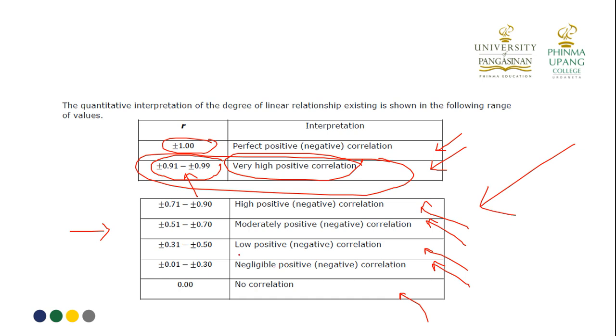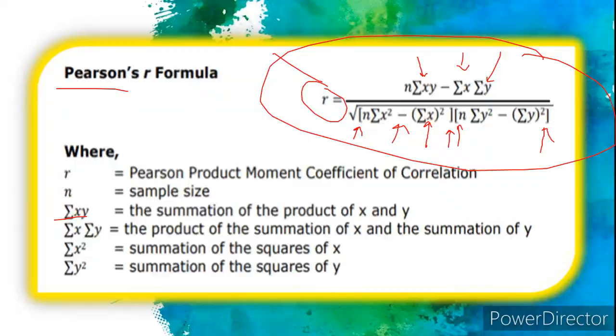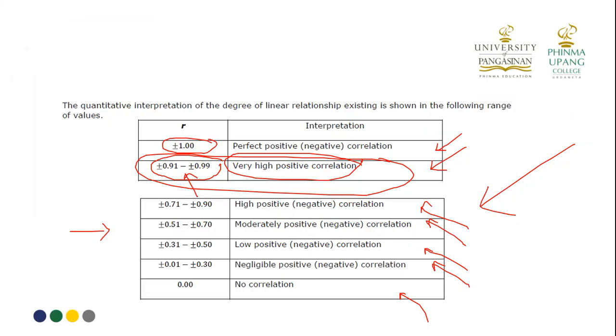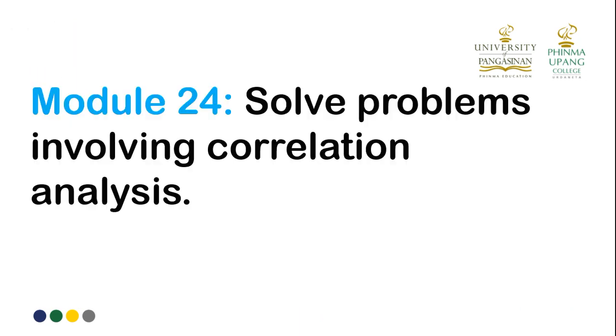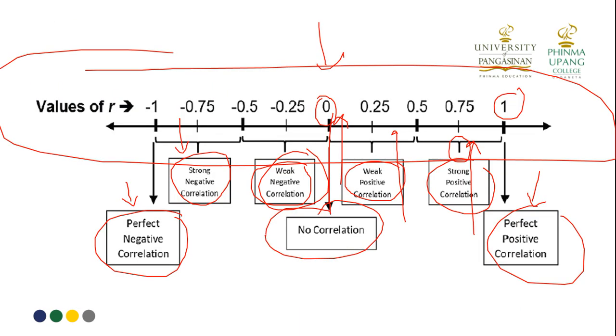I-familiarize yourselves doon, pero magkaiba ang 23. Magkaiba ang 23. This is 23. Ito yung interpretation ng 23. Meron siyang perfect, very high, high, moderately. Pero dito sa 24 naman, magkaiba kasi strong, weak yung ginamit.